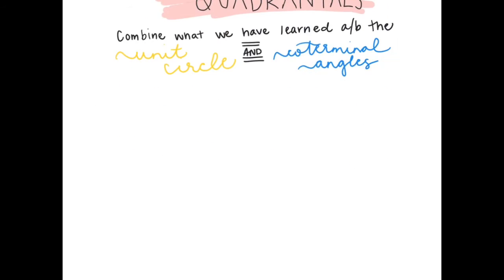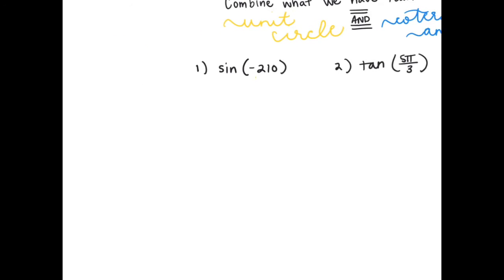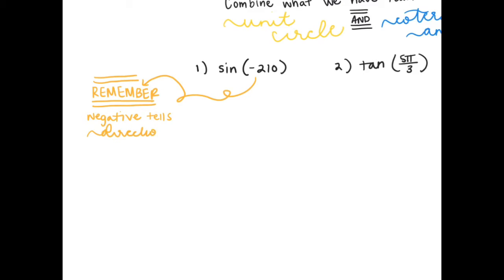So the 3 problems that I want us to consider are sine negative 210, tan 5 pi over 3, and secant negative 3 pi over 4. So remember, negative just tells us a direction. The issue is that we don't have negative numbers in the unit circle. So we've got to use what we know about coterminal angles to make that negative a positive.